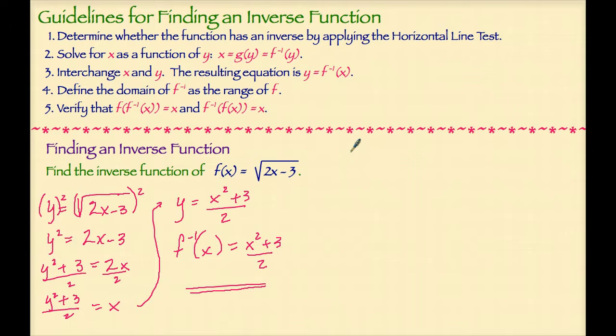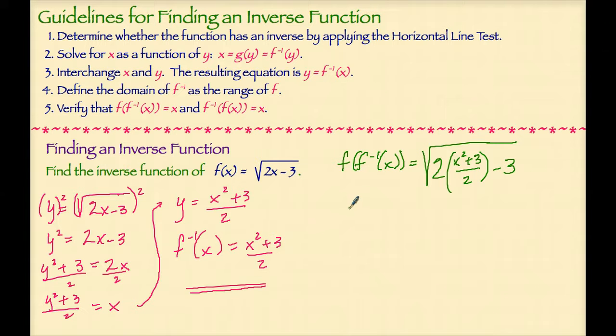First, I'll find f of f inverse of x. f of f inverse of x will be the square root of 2 times the inverse that we found, x squared plus 3 over 2, minus 3. Let's see what this simplifies to become. The 2's cancel, which gives me the square root of x squared plus 3 minus 3. Then the 3's cancel, giving me the square root of x squared, which is x.